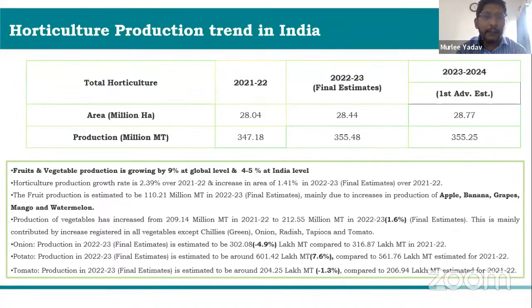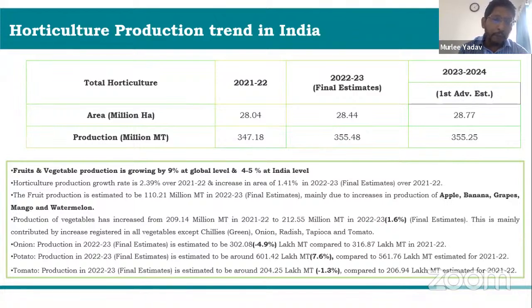So if you go by the horticulture production trend in India, you can see here the growth rate of horticulture production. If you see the growth rate of horticulture production, it is only 2.39% in the current scenario. And if horticulture production grows at this rate, in that case we will not be able to achieve our target in 2047. So we have to go by smart farming. We have to adopt the innovation. Only then can we achieve the target of 2047.